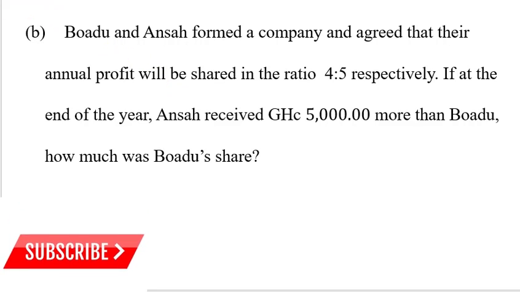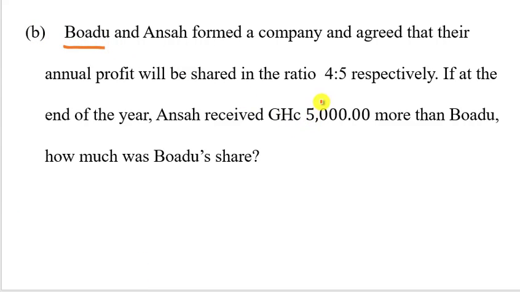So in this case, Boedu's ratio corresponds to the 4 and Ansa's ratio corresponds to the 5. Once again, at the end of the year when they try sharing the annual profit, Ansa received 5,000 more than that of Boedu. We have several ways of going about the question, but let's try using a variable to represent Boedu's share. Before you get to know Ansa's share, you must know Boedu's share, because the question says Ansa received 5,000 more than Boedu. You don't know Boedu's share, so let's use a variable to represent it.